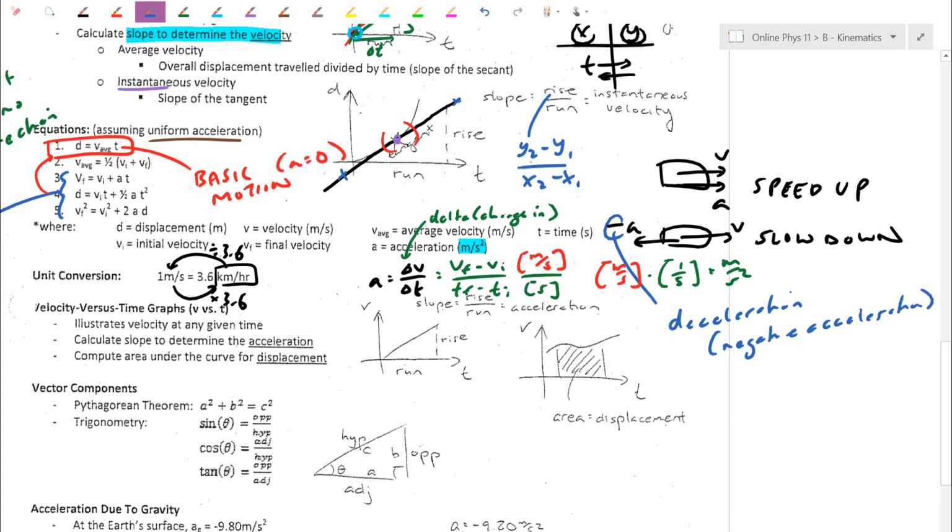Negative acceleration, negative to whatever you're doing. So if I'm trying to go positive, acceleration is negative. I could also be trying to go negative. My velocity is -5, and if acceleration is positive, as long as they are in opposite directions, it ends up slowing down. So if they oppose each other, slow down. If they're with each other, they speed up.